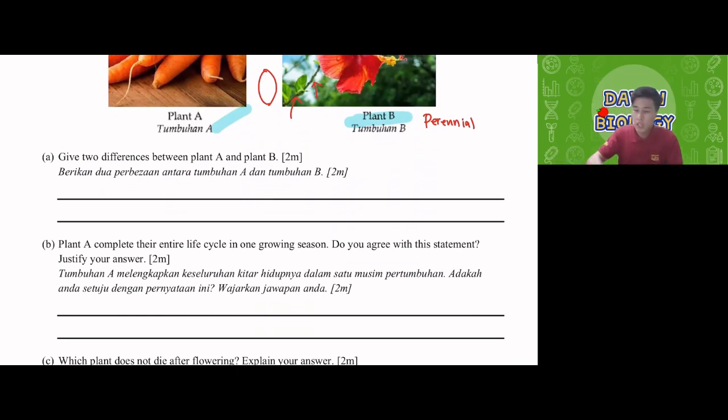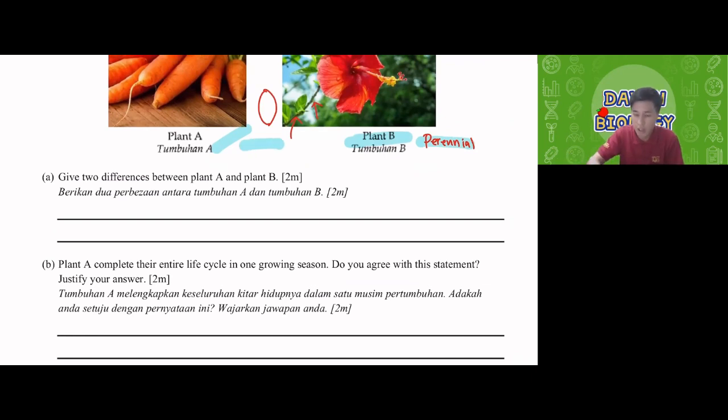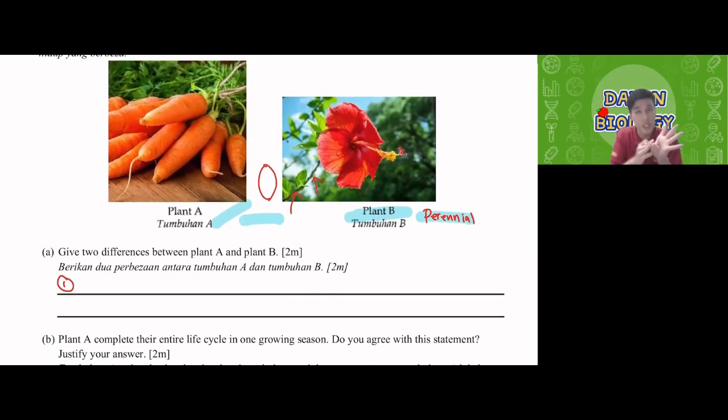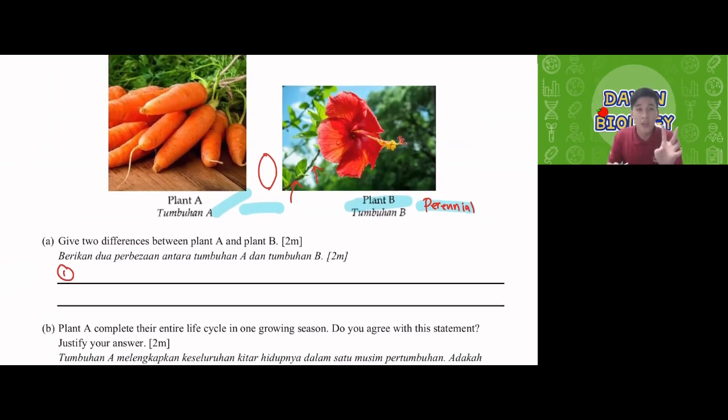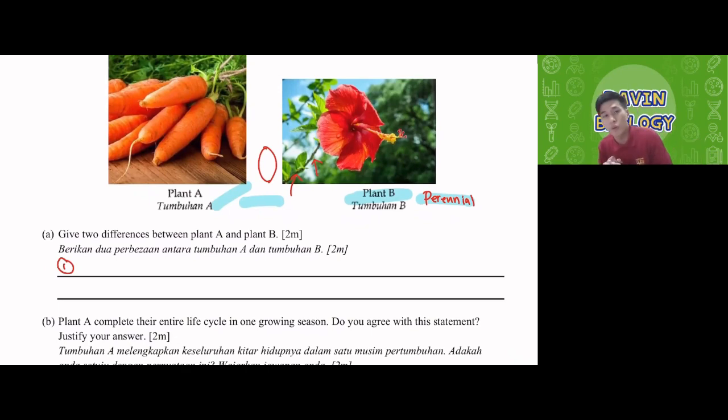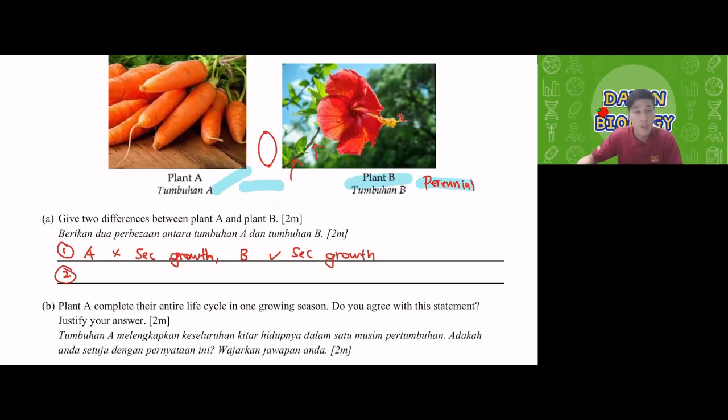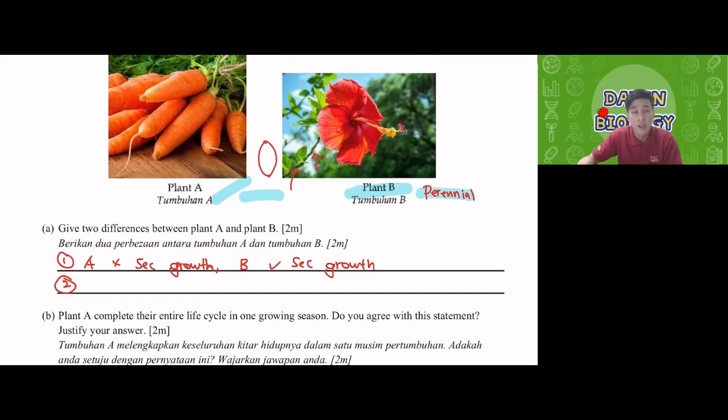So two differences between plant A and B. Besides saying they are biennial and perennial, the first one you can write is the life cycle, which you did just now: complete within 1 year, 2 years, and more than 2 years. Another one is woody and non-woody, secondary growth, no secondary growth, same as just now. So you can write back the same thing. A has no secondary growth. B has secondary growth. That one you write yourself, same thing.